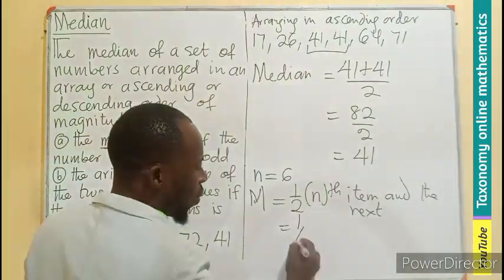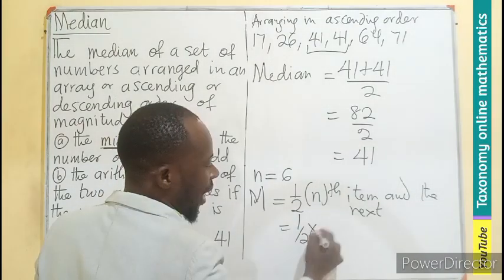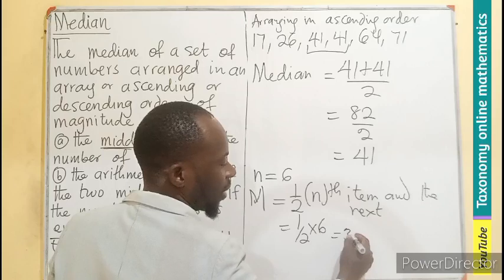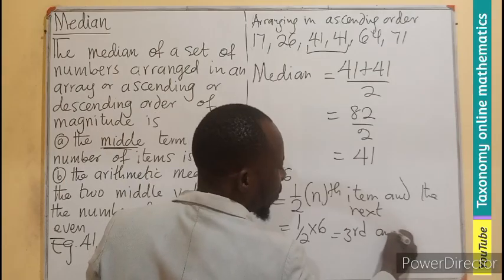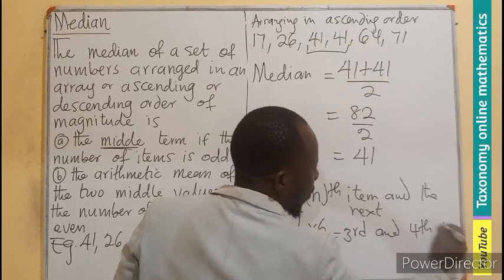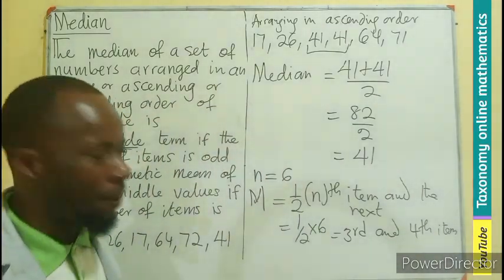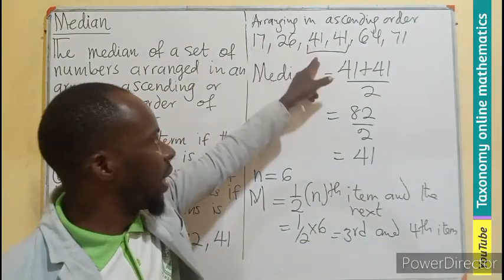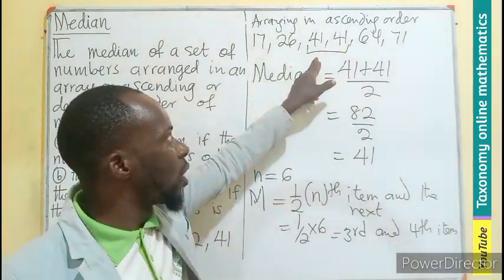So what does it mean? It means that 1 out of 2 times 6, which will give us what? 3. So the third item and the fourth item. So the third and the fourth item, that is the position. 1, 2, 3 is the third one. The fourth one will be this.